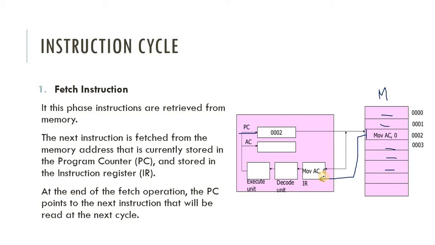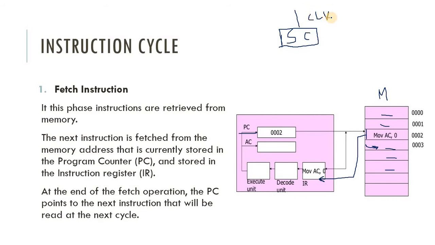At the end of the fetch operation, the program counter points to the next instruction that will be read in the next cycle. So after fetching this instruction, the value of the program counter becomes 3, because the next instruction is stored at address 3. Now suppose there is a sequence counter, and we apply some clock pulses to the sequence counter.